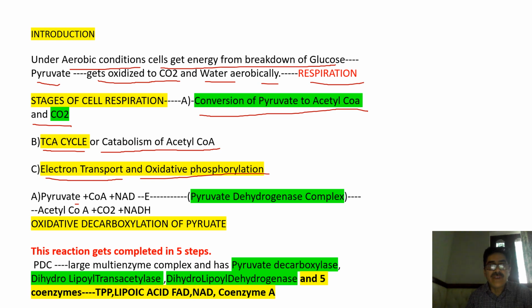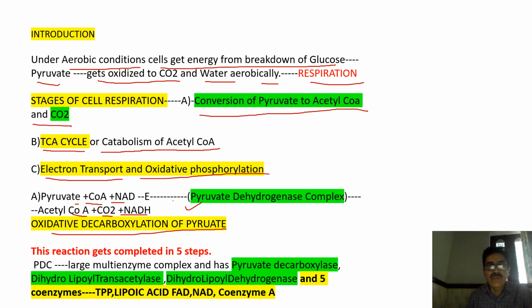So in the first stage, pyruvate, which is obtained from glycolysis, that is degradation of glucose, binds with coenzyme A and NAD is the coenzyme. The enzyme pyruvate dehydrogenase complex converts pyruvate to acetyl coenzyme A, carbon dioxide and NADH. So this is in fact oxidative decarboxylation of pyruvate. This reaction is being carried out by the pyruvate dehydrogenase complex.